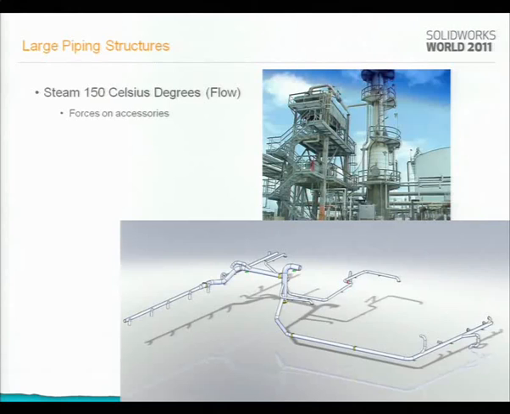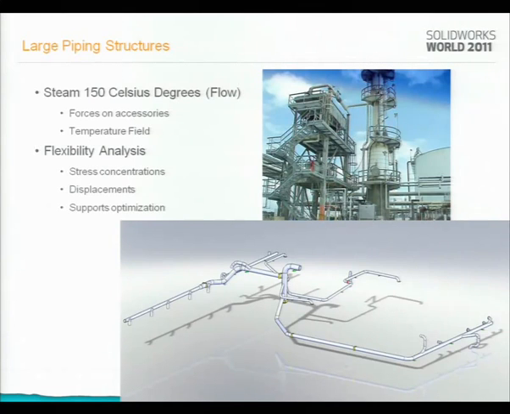So what they have from flow simulation are forces on accessories, temperature field, and they run what they call, this is very well known in this application, flexibility analysis. In the flexibility analysis of pipe, they focus on stress concentration, displacement, and support optimization. I mean, with support optimization, right?